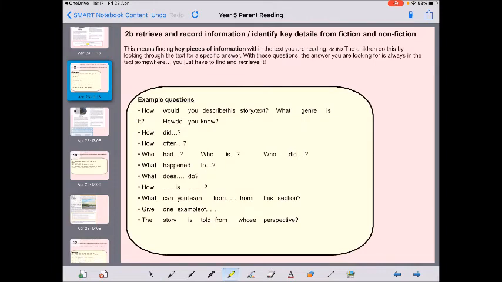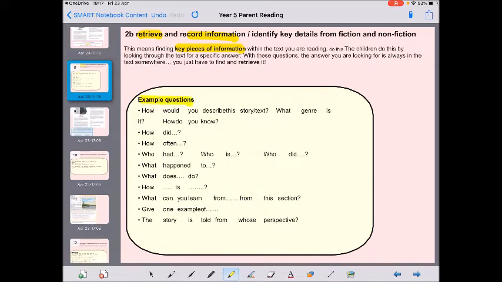Content domain 2B is to retrieve and record information. This means finding key pieces of information within the text that you are reading. To do this, the children look through the text for a specific answer. With these questions, the answer you're looking for is always in the text somewhere. You just have to find it.